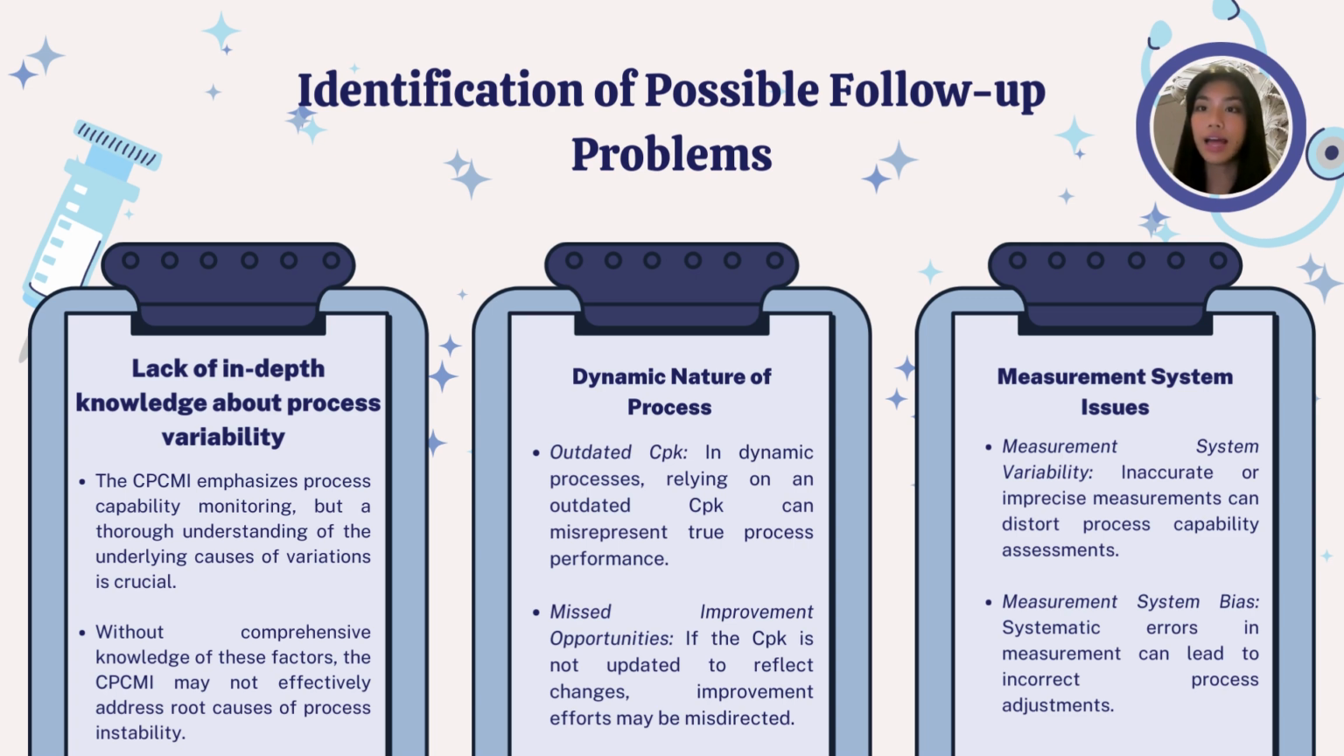Lastly, accurate and reliable measurement systems are the foundation of any process improvement initiative. Inaccurate data can lead to incorrect conclusions and wasted efforts. To conclude, while the CPCMI is a valuable tool, it's not a standalone solution, and to maximize its benefits, we need to address process variability, maintain up-to-date process capability metrics, and ensure the accuracy of our measurement systems.